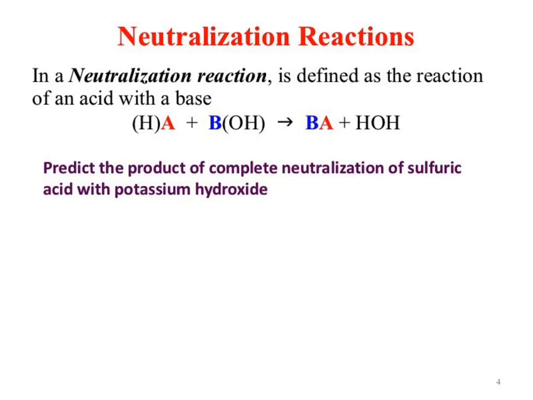Okay, so if we were going to predict the product of the complete neutralization of sulfuric acid with potassium hydroxide. Okay, sulfuric acid. What is the formula? So as a big hint, it says acid, which means H. Okay? And then it has to end with AQ. Okay? The next part is trying to interpret the sulfuric. What is our interpretation of the sulfuric?